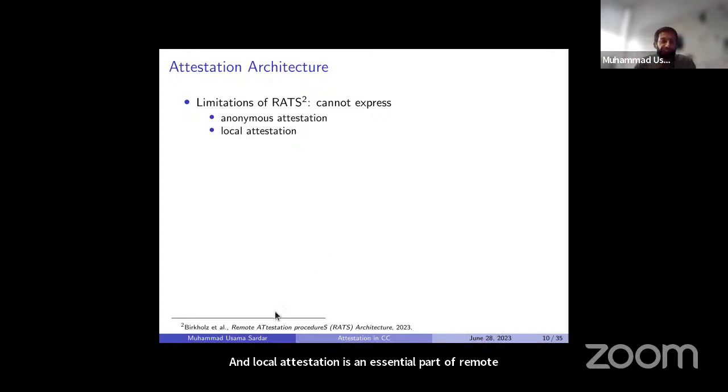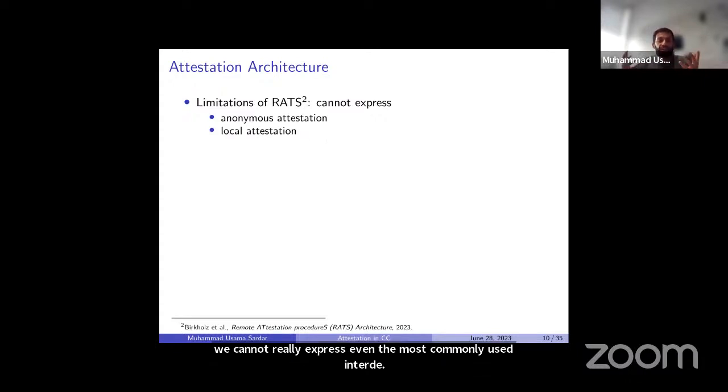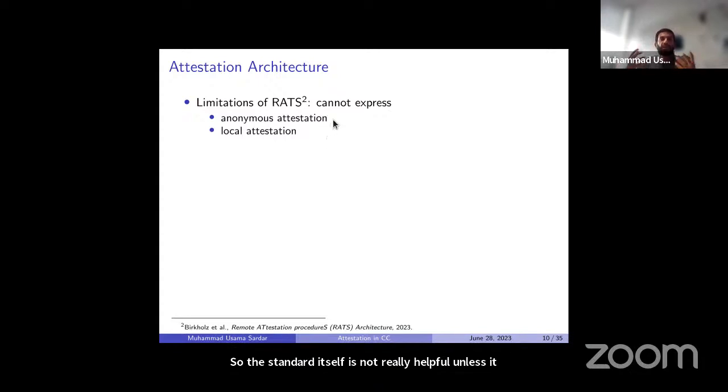And what these guys say is that, okay, we focus on remote attestation, but local attestation is out of scope of this work. So our argument here is that if this is out of scope, we cannot really express even the most commonly used Intel TEE. So the standard itself is not really helpful unless it can express the actual things which we want to analyze or to verify.